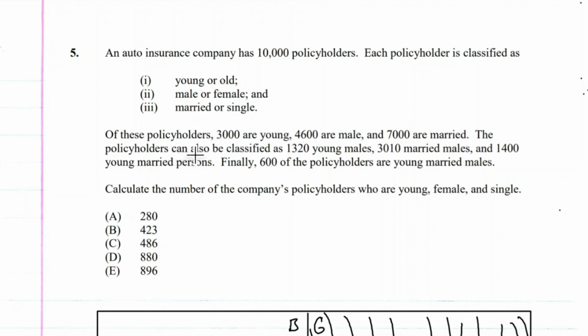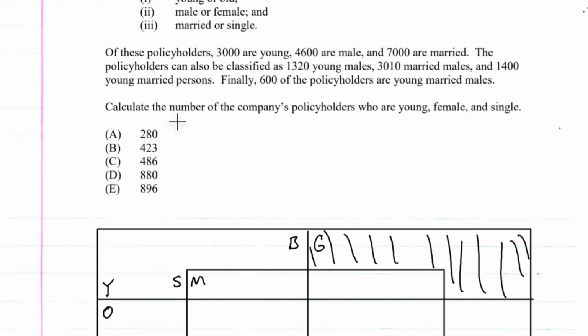The policyholders can also be classified as 1,320 young males, 3,010 married males, and 1,400 young married persons. Finally, 600 of the policyholders are young married males. Calculate the number of the company's policyholders who are young, female, and single.